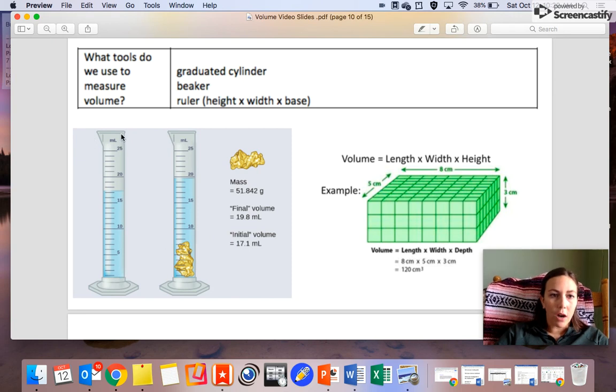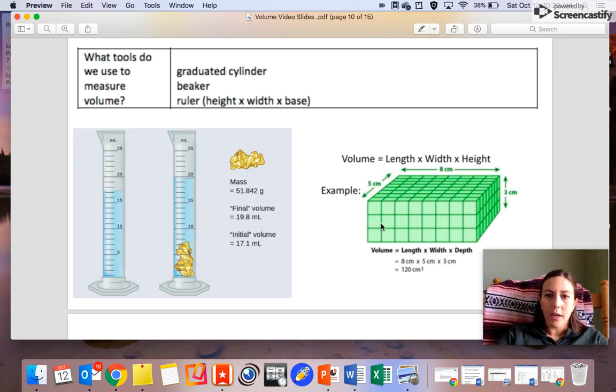So you have a graduated cylinder or a beaker filled up to a certain number. So there's water in here up to 17, and then I drop my solid in, and then the liquid moves up. So here we've got 17, and after my thing is in there, it goes up to 20. So we can figure out that the volume is about 3 milliliters of this gold chunk here. 3 milliliters is the volume.